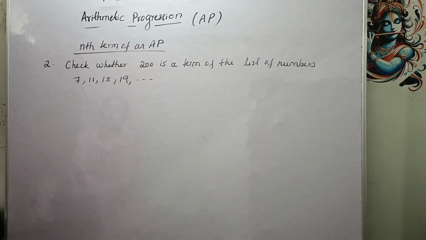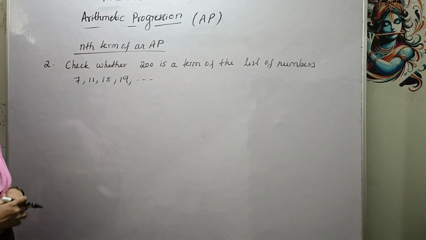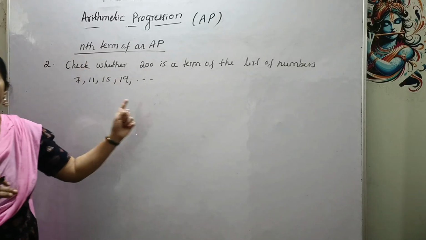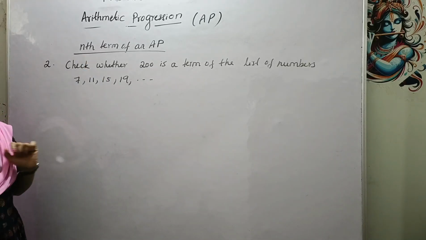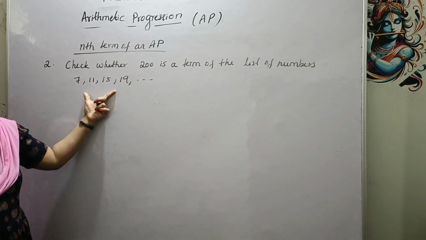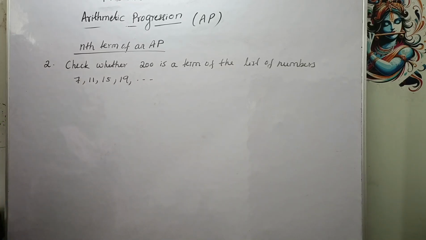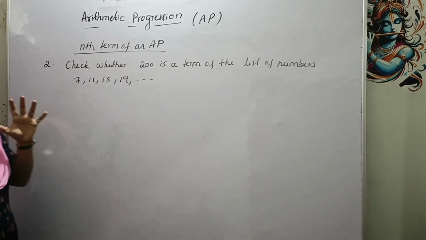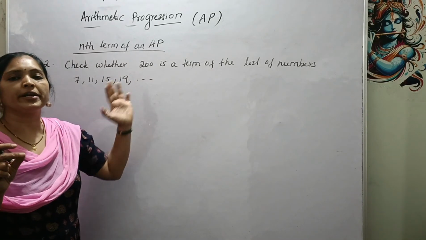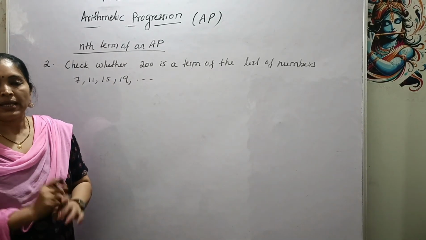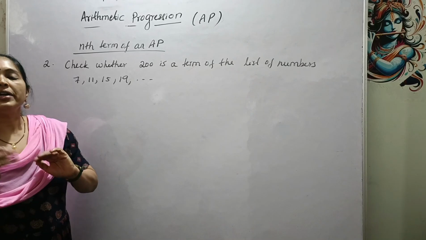Next question. Check whether 200 is a term of the list of numbers 7, 11, 15, 19, etc. See here it's an AP, right? It's an AP. And here we have to check whether 200 is a term or not of this AP. Okay, so here, first of all, let's suppose 200 is a term of this AP.